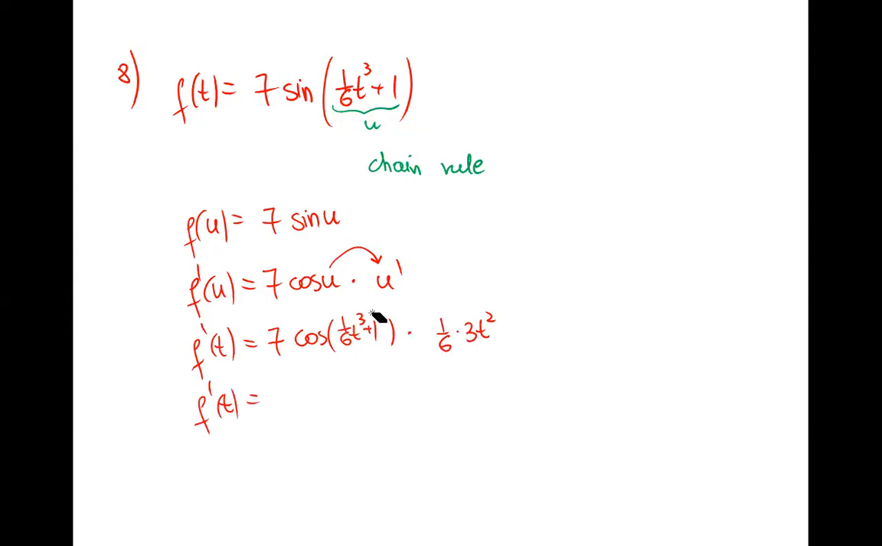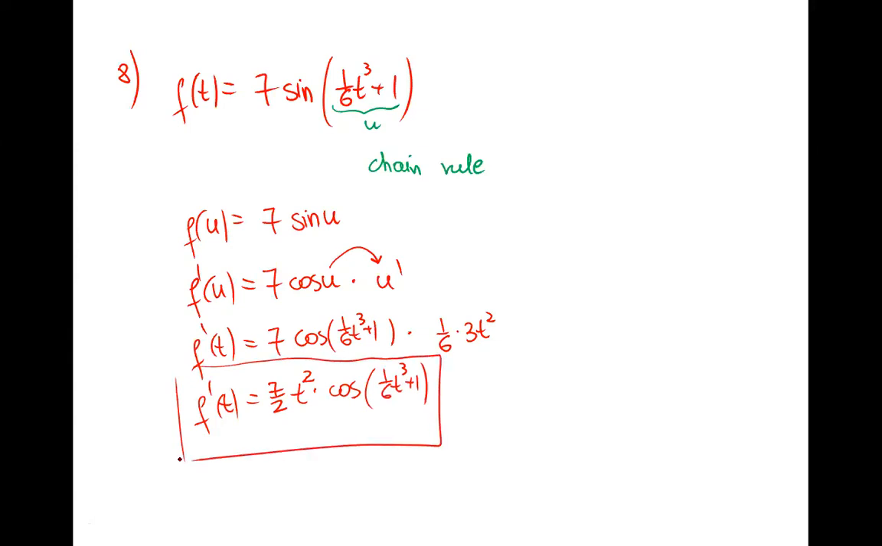Remember, we can't really touch the angle, okay? This will stay like it is. 1/6 and 3 is 1/2. 1/2 times 7, I can just write 7/2, and I can put t squared and then the cosine function. Copy u. Okay.